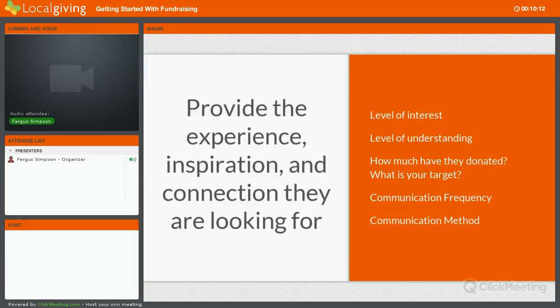So think about the levels of interest, the levels of understanding they have about your charity, how much have they donated, and what is your target, how do those two things relate? And from there, you can get a good idea of how often you should communicate with them and through which methods. So are you going to send them a quarterly newsletter? Are they going to get more regular updates from that? Maybe you just want to send them something once a year when you have a new appeal running.